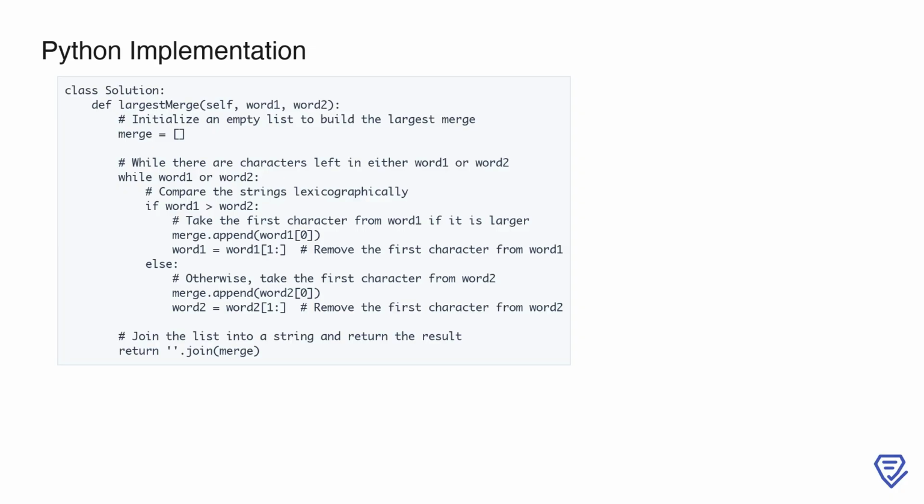Once all characters from both strings have been processed, the merge list is joined into a single string and returned as the result. The algorithm handles all edge cases, such as when one of the strings becomes empty before the other, since the lexicographical comparison gracefully works even with empty strings. The time complexity is O(n + m), where n and m are the lengths of word1 and word2, respectively, as each character is processed exactly once. The space complexity is O(n + m) for the result string. This approach is efficient, concise, and directly addresses the problem requirements, ensuring correctness and optimal performance.